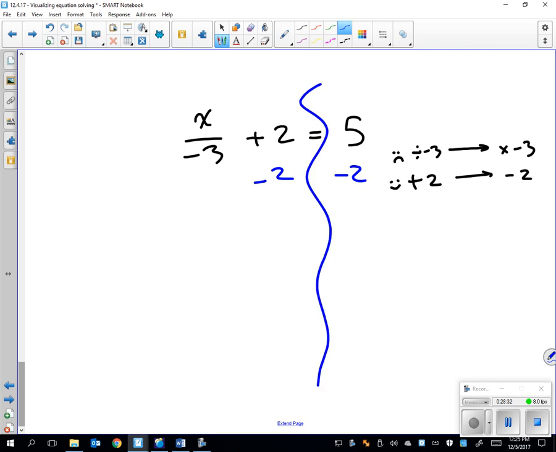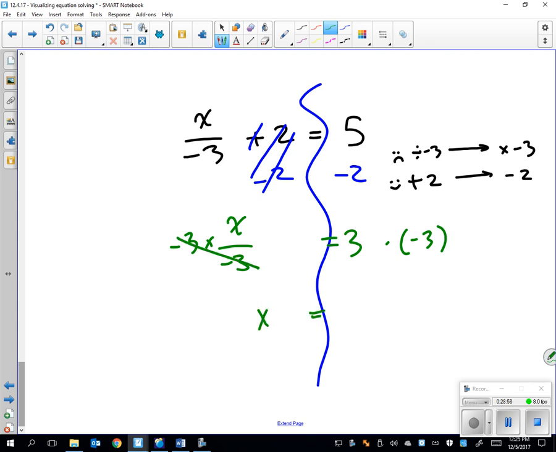Both sides. There's the river. One side, the other side. Plus 2 minus 2, those go away. X is being divided by negative 3. I have 5 minus 2, which is 3. Sorry, I'm thinking and working out loud. Multiply both sides by negative 3. X is equal to... 3 times 3 is 9. Positive times a negative is a negative. Easy peasy.